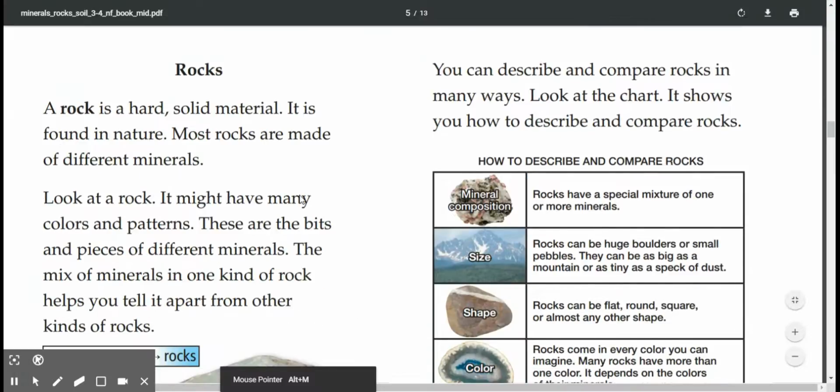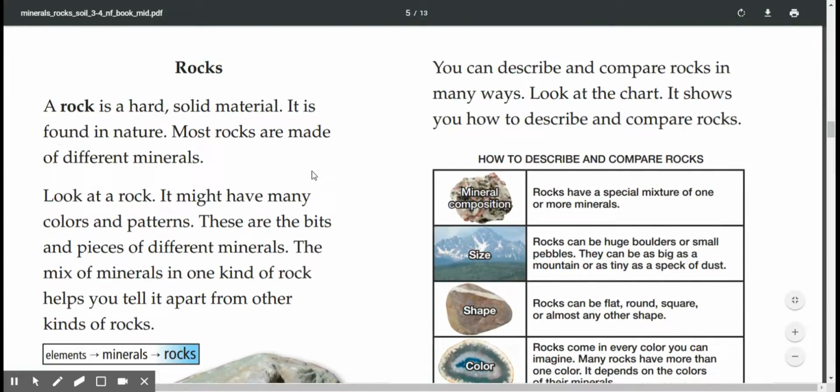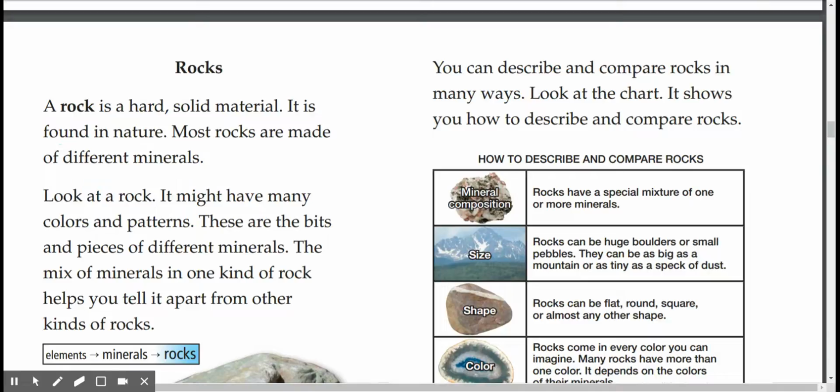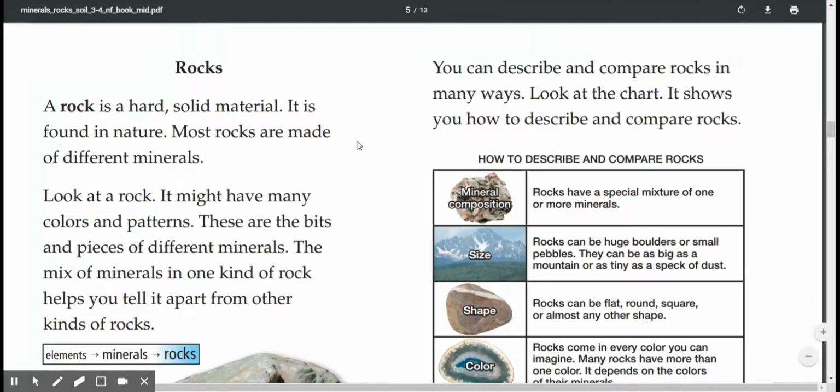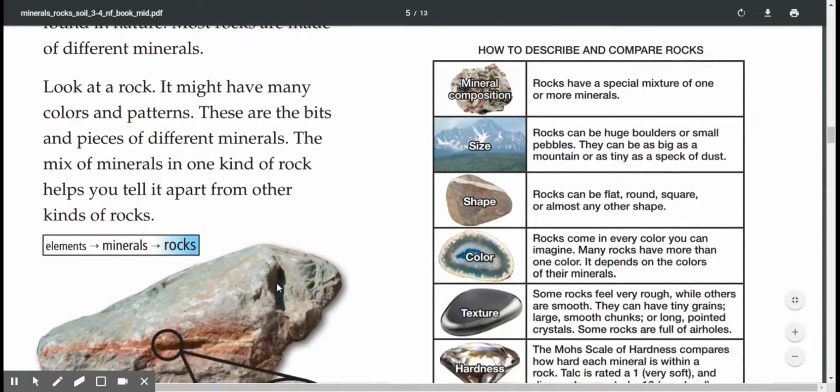Now, rocks. A rock is a hard, solid material. It is found in nature, and most rocks are made of different minerals. So you have minerals, which are made of one or more elements, and then you have a rock, which is made up of different minerals. I am repeating this a lot, so hopefully you're starting to understand this is the important part of the concept.